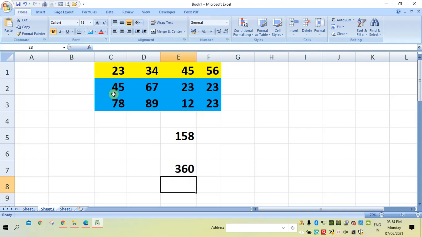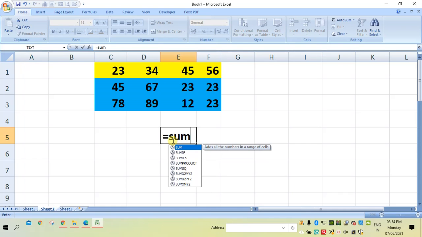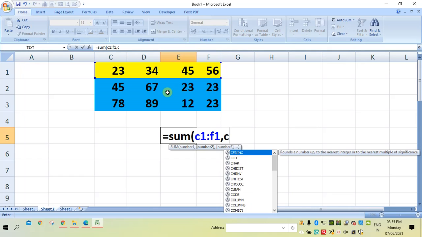To add these two separately, we can write it in this way: sum, first range, that is the first row range, C1 and then F1. So this will be taken. Then you can write a comma and write the second range. The second range is C2 colon F3.